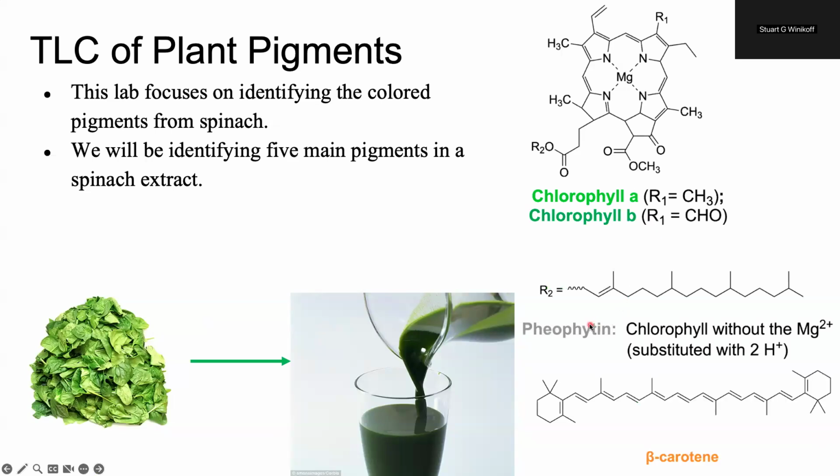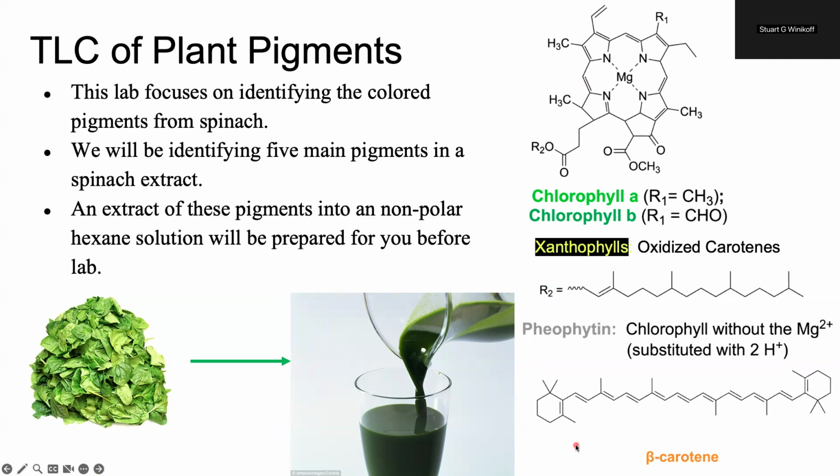of a gray. Then we have the beta carotene, the orange from carrots, as well as xanthophylls, which are oxidized carotenes. So these are going to be the major ones that we're going to be looking for. You may not see all of these pigments in your system, but these are the big five we're looking for.